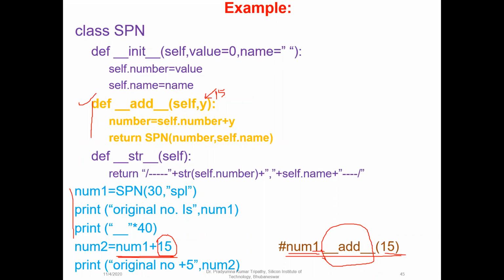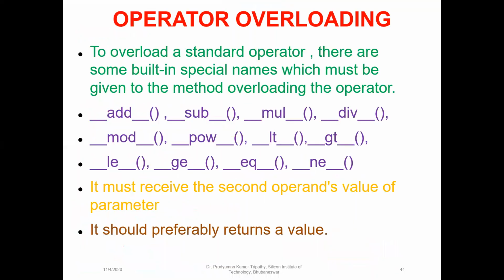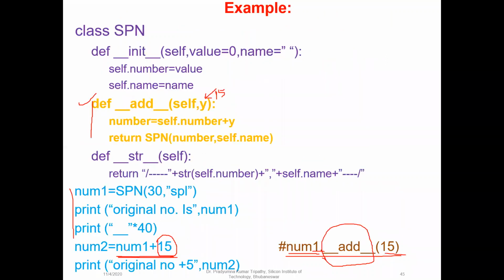Therefore, we have written that it should take the second parameter, the value of the parameter, and preferably return an object. So look over here, it returns over here. If I call this SPN, it is an object, right? It is returning a reference to an object. So here also it will return a reference to an object.